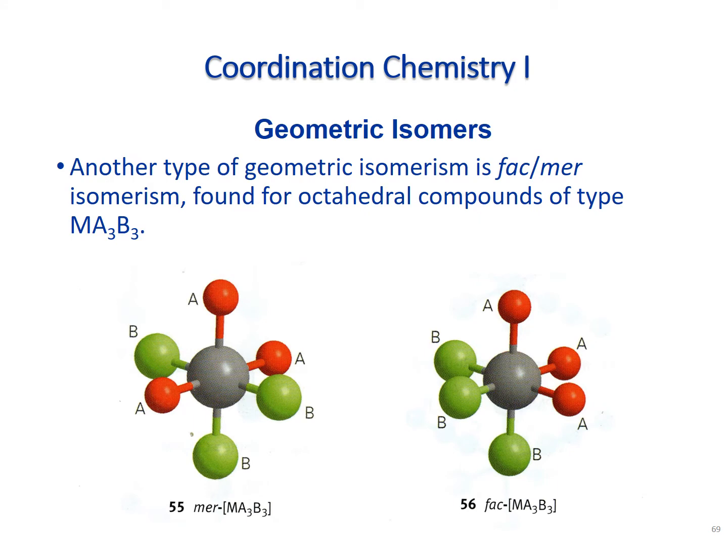You can also have facial and meridional, which is FAC and MER. This is a little bit different than cis and trans, because instead of having 4 ligands and 2 ligands, like in the cis and trans situation, you have 3 and 3. If you think of an octahedral shape, remember, even though it has 6 vertices, it has 8 sides, and that's why we call it octahedral. It's an octahedron.